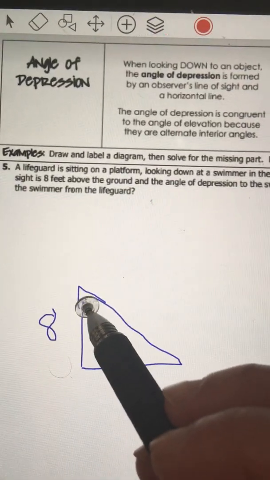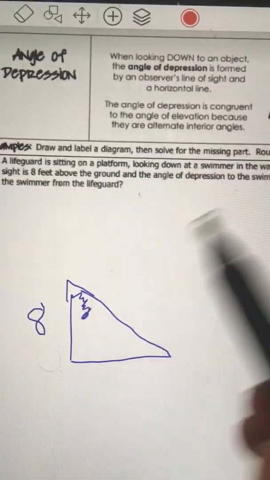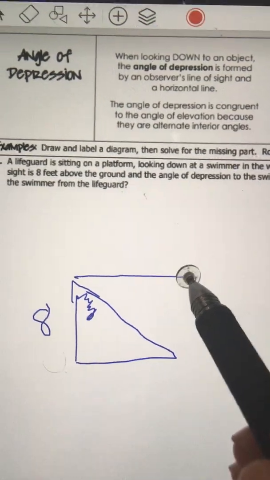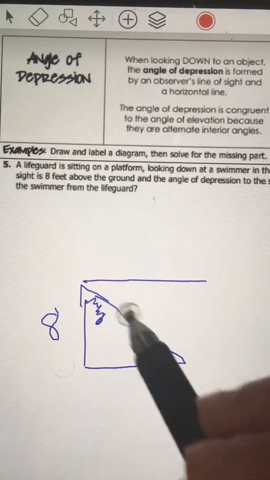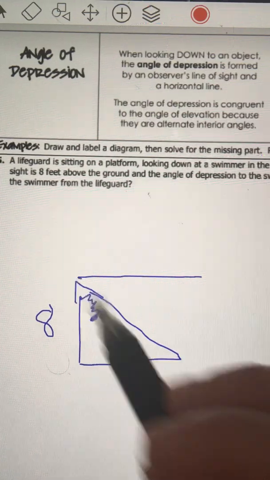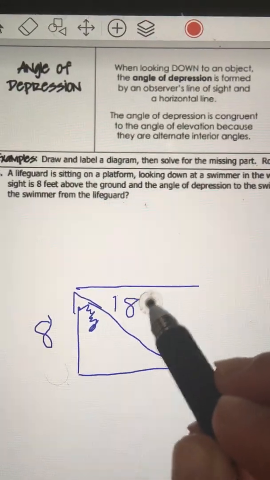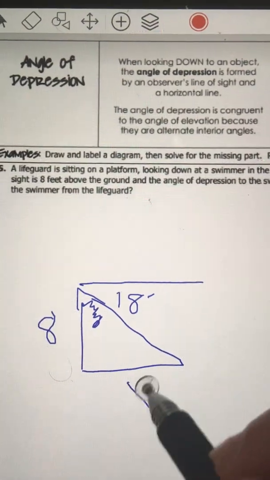So this is not the angle of depression. That's just some other angle. Your angle of depression starts from a horizontal line that you can imagine, and then it's formed by that line and the diagonal line. So this is 18 degrees, and we want to figure out this distance.